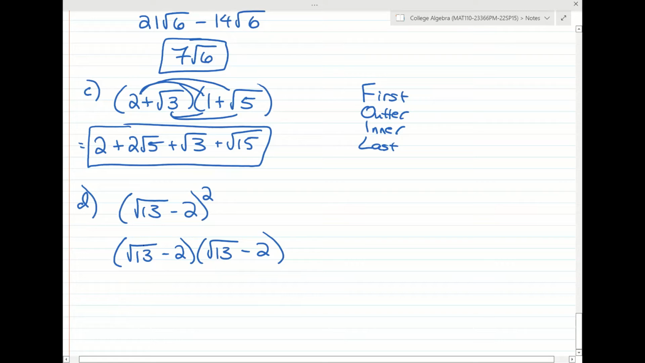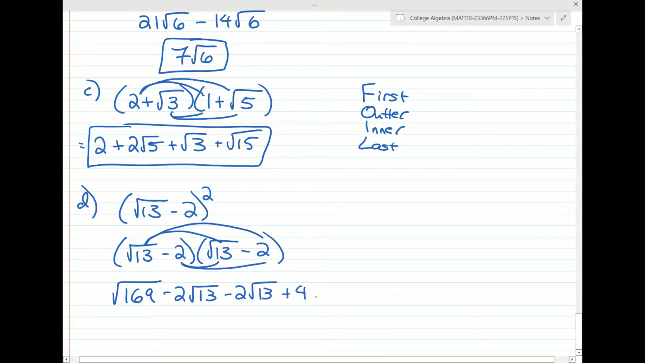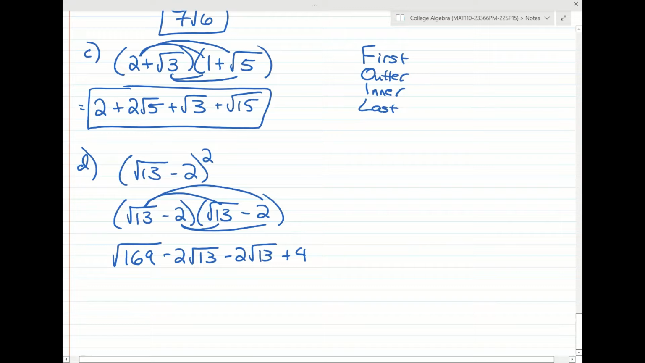Let's go ahead and multiply this out. Square root of 13 times the square root of 13. We can multiply what's inside the radical. 13 times 13 is 169. Minus 2 square root of 13. Minus 2 square root of 13. Plus 4. Which would just be 13 minus 4 root 13. Plus 4, or 17 minus 4 root 13.